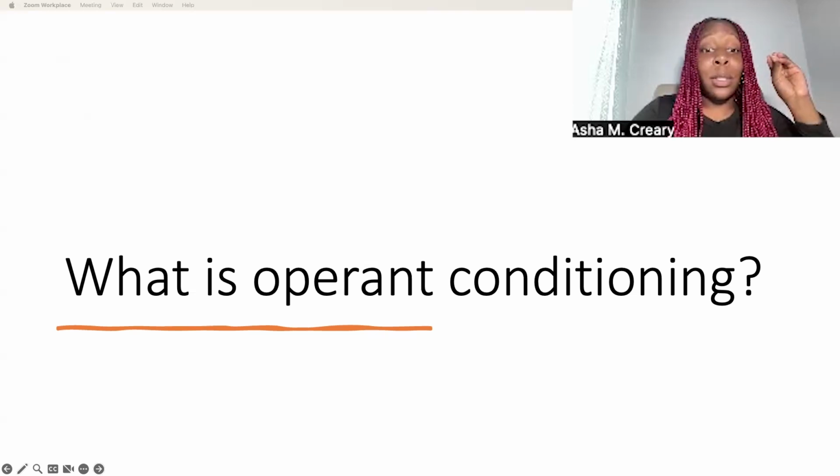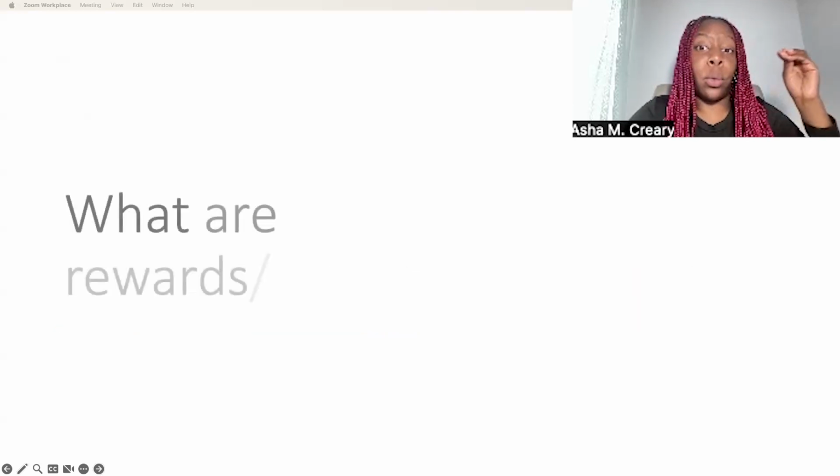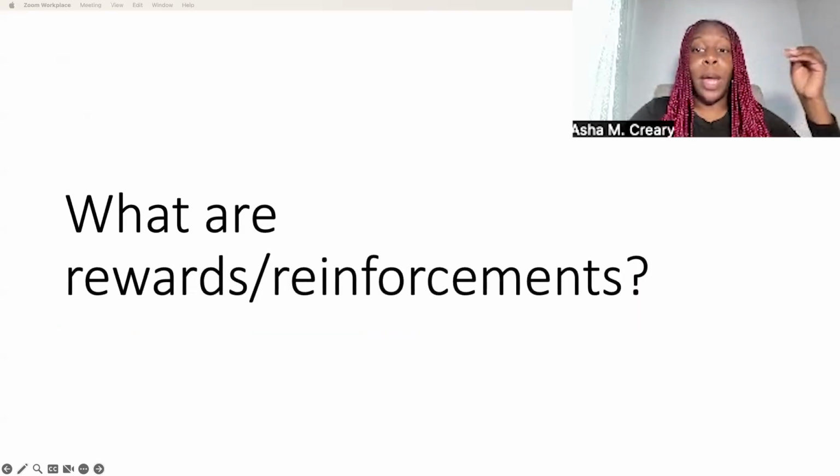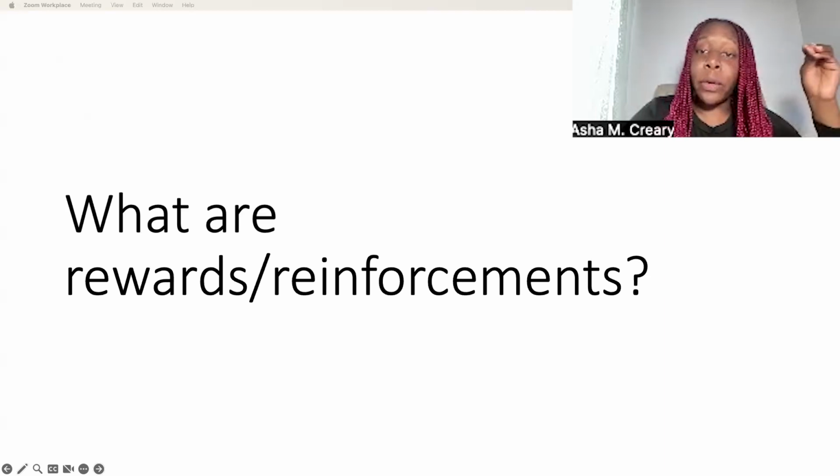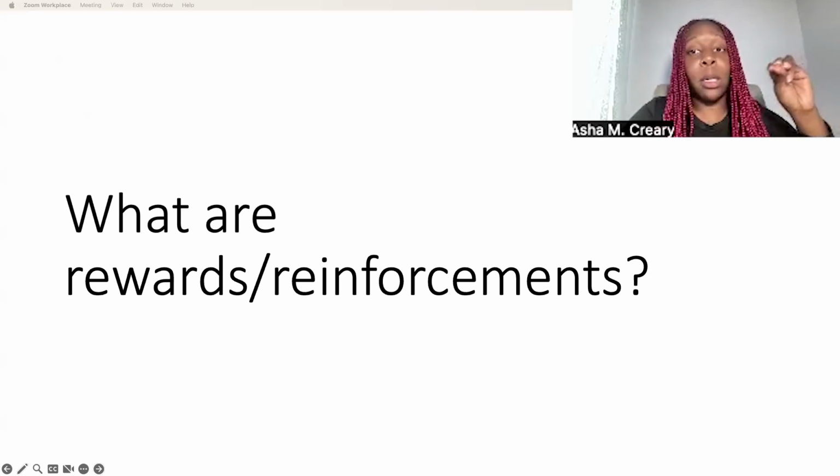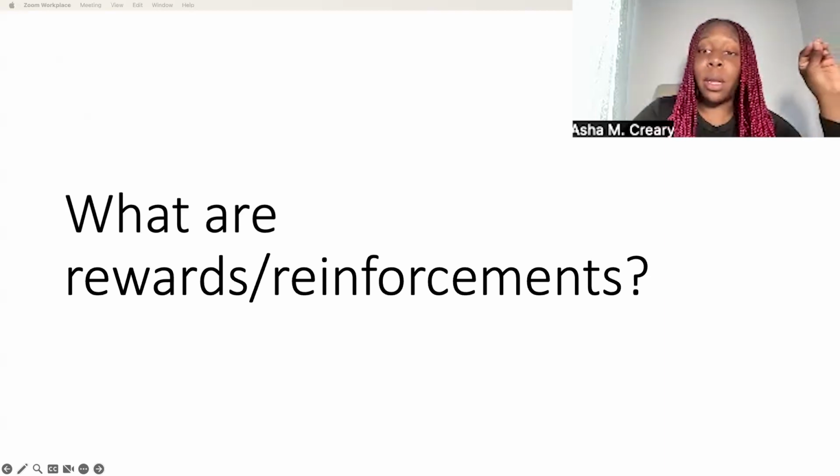All right, so let's get into what are actual rewards or reinforcements. Rewards, positive reinforcement, involves providing a rewarding stimulus after a desired behavior, which increases the likelihood of that behavior being repeated.